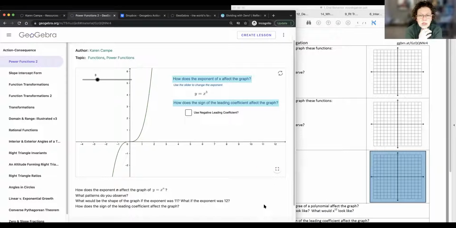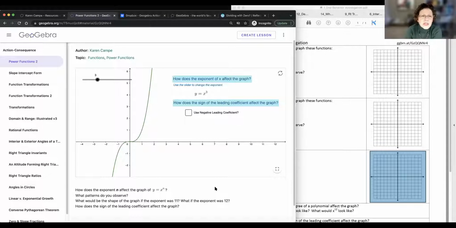Some of these activities were made way earlier on, before we had question types that we could put into our activities. So I'm in the process of doing some updating, but if you decide to use this in your class, you would adapt it for yourself and make these interactive questions so your students could answer right within GeoGebra.